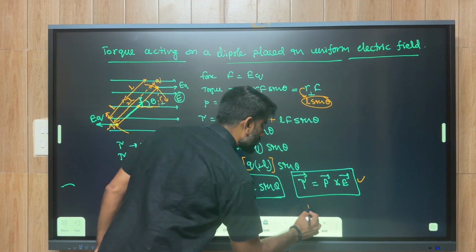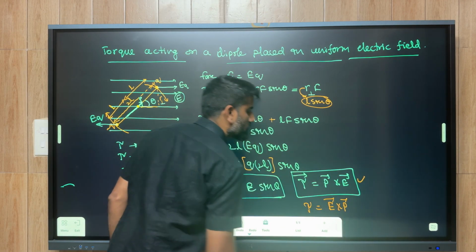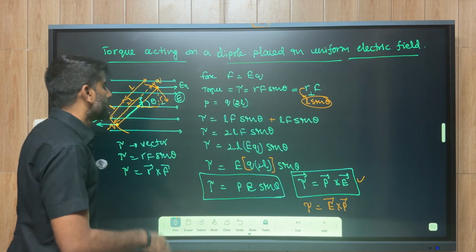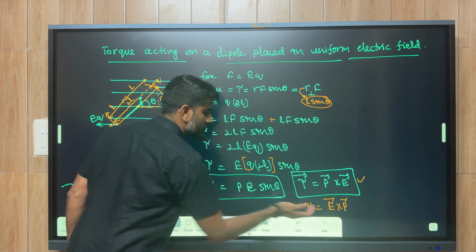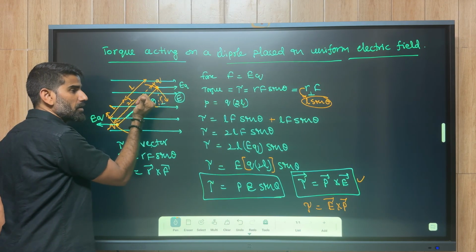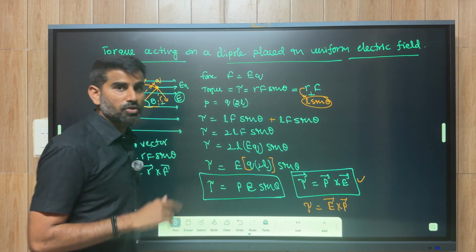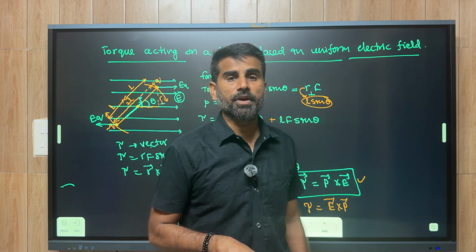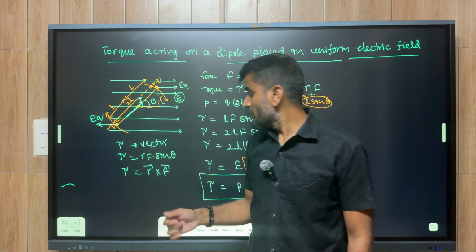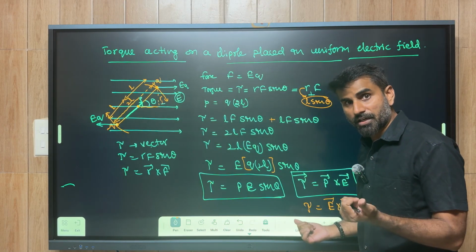What if I write this torque tau is equal to E cross P? Does it give correct result or wrong result? Let us verify. Point the fingers in the direction of electric field and curl them towards P. The net torque is showing outward direction, which is wrong, because the net torque is into the plane of paper or into the board. But if we use this relation, we are getting the wrong, opposite direction.